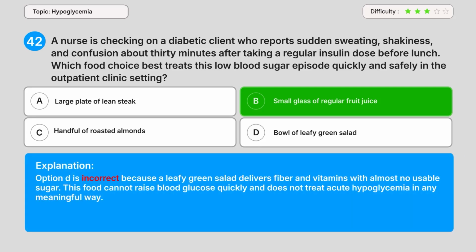Option D is incorrect because a leafy green salad delivers fibre and vitamins with almost no usable sugar. This food cannot raise blood glucose quickly and does not treat acute hypoglycemia in any meaningful way.